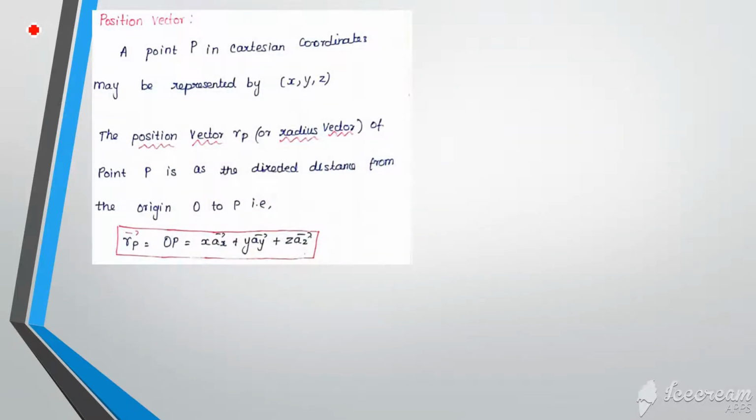So next one, position vector. In general, position vector is nothing but the distance from a particular point to the origin. Here in Cartesian coordinates, take one point P represented by P(x, y, z). The position vector can be represented by Rp. Another name for position vector is radius vector. It is a directed distance from the origin to the given point P. So Rp is equal to OP vector, which is equal to xax plus yay plus zaz.